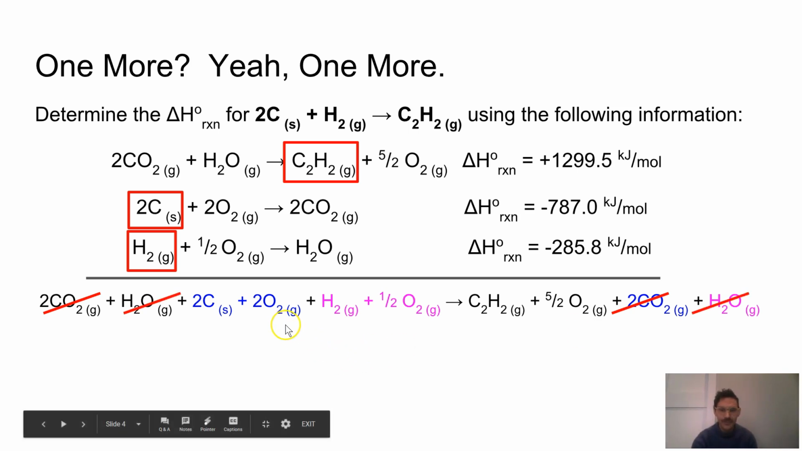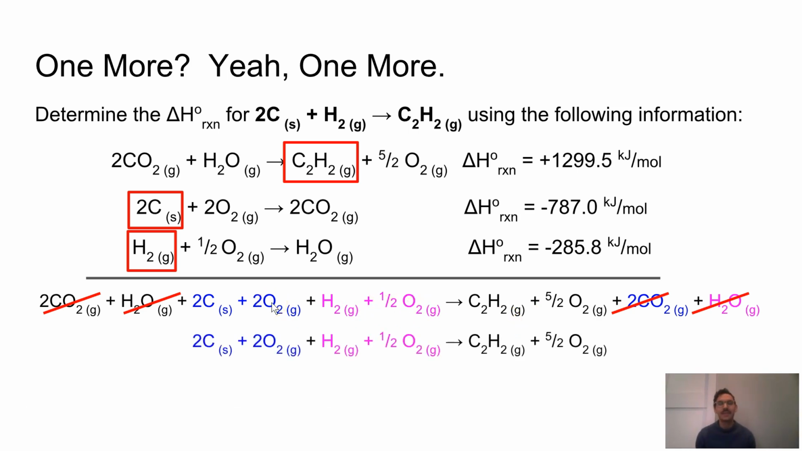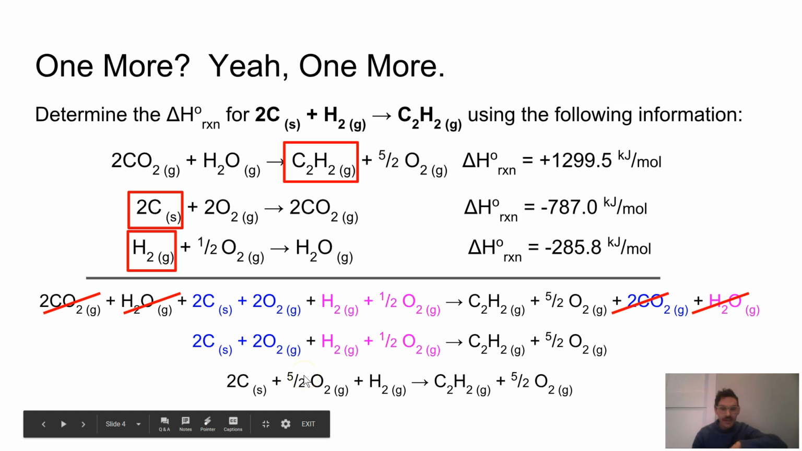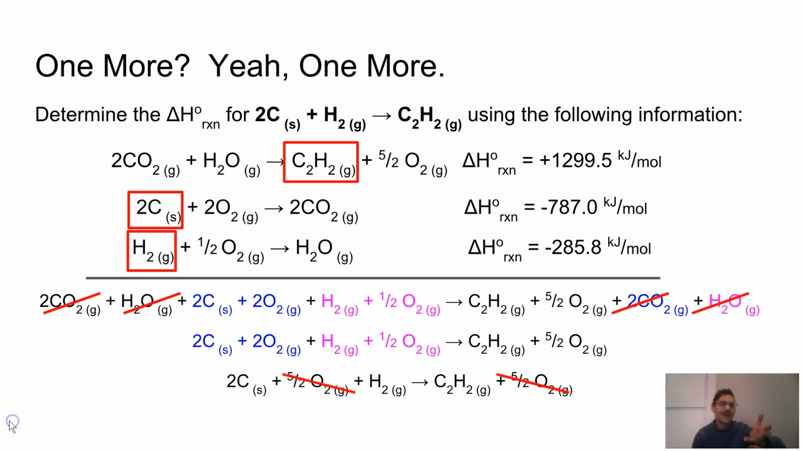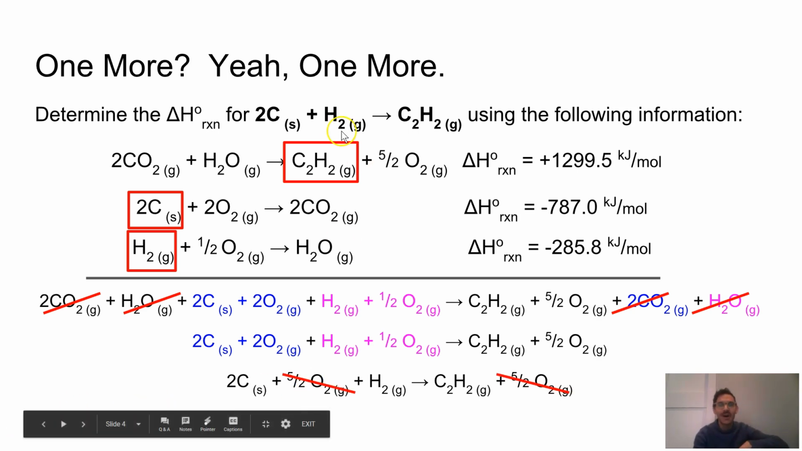What else we got? Well, now we've just got these oxygens, and I've got oxygen here and oxygen here. I should probably rewrite this so that A, I get rid of the stuff that I don't need, but also B, let's put all the oxygen together. And so now I can see, all right, I've got 5/2 of oxygen over here and 5/2 of oxygen over there. Is that correct? That seems right, because I don't want any oxygen in this thing at the end. There's no oxygen in the actual equation, so when those cancel out, now I just have my 2 carbon plus my hydrogen gives me my C2H2.